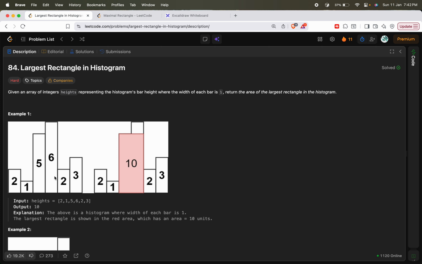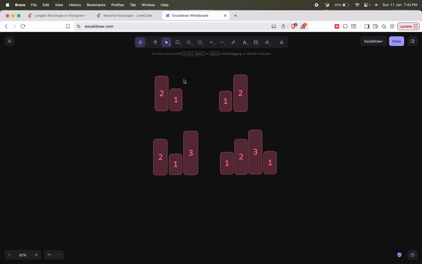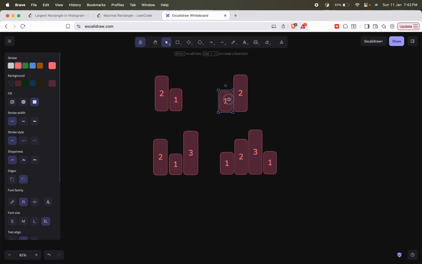Okay, so how can we solve this? If you closely observe, the histograms can be divided into two patterns. Either a small bar followed by a larger bar, or a larger bar followed by a small bar. So first can be the bar with greater height followed by the smaller height one, or the smaller one followed by the greater one.